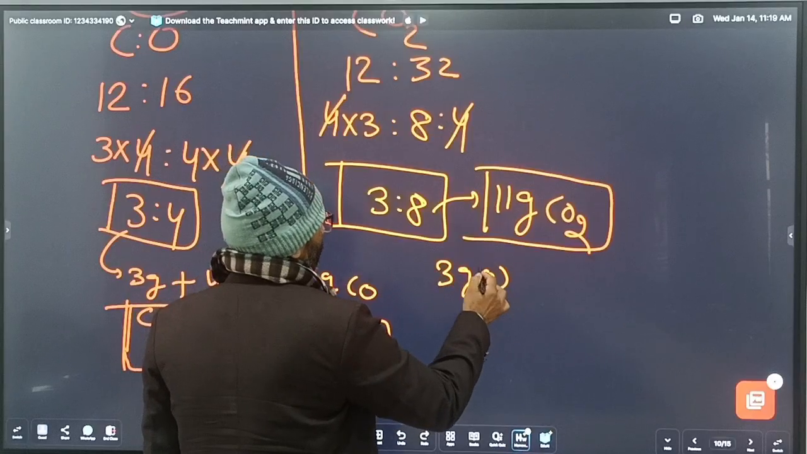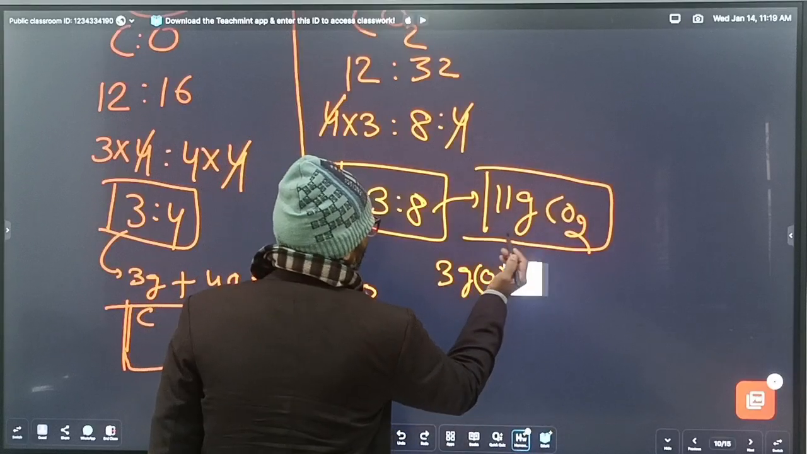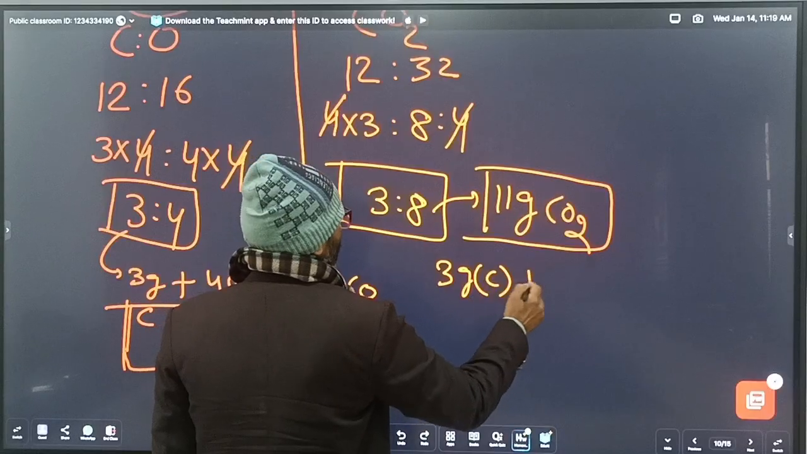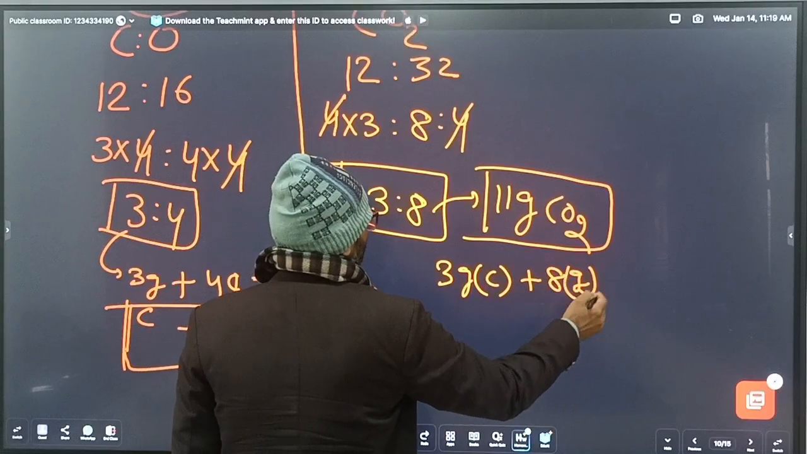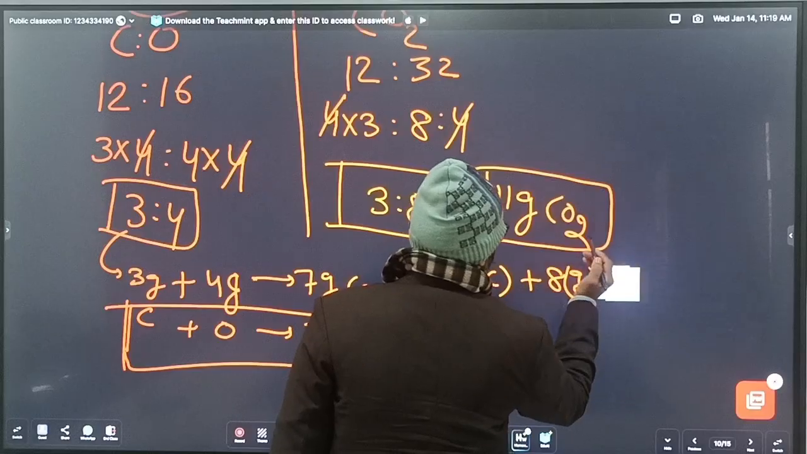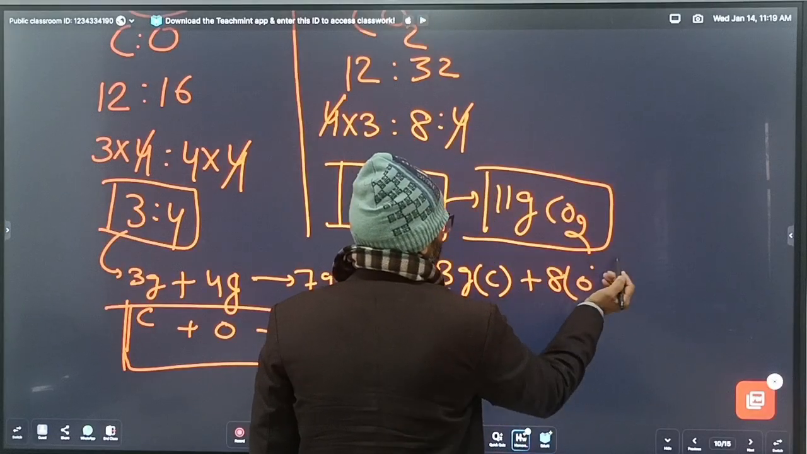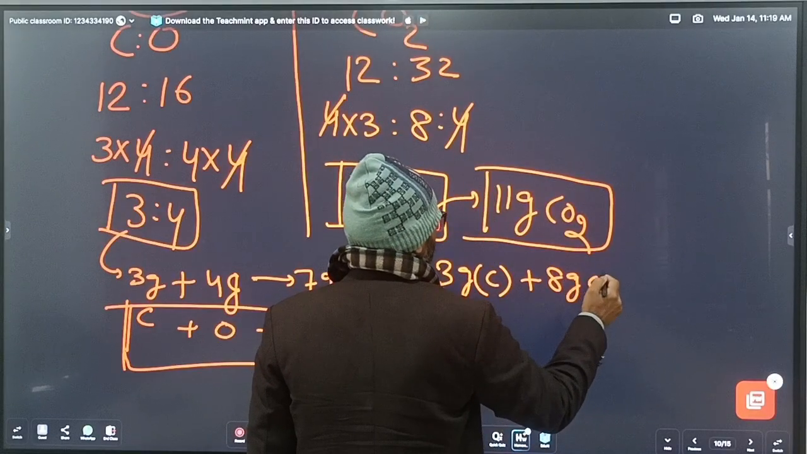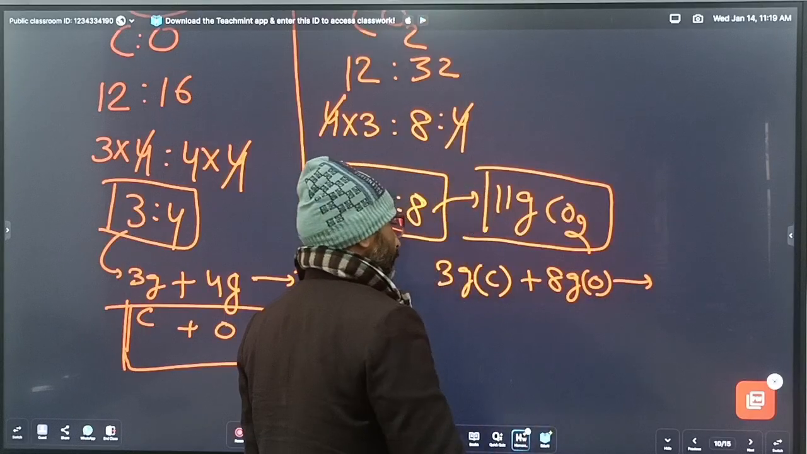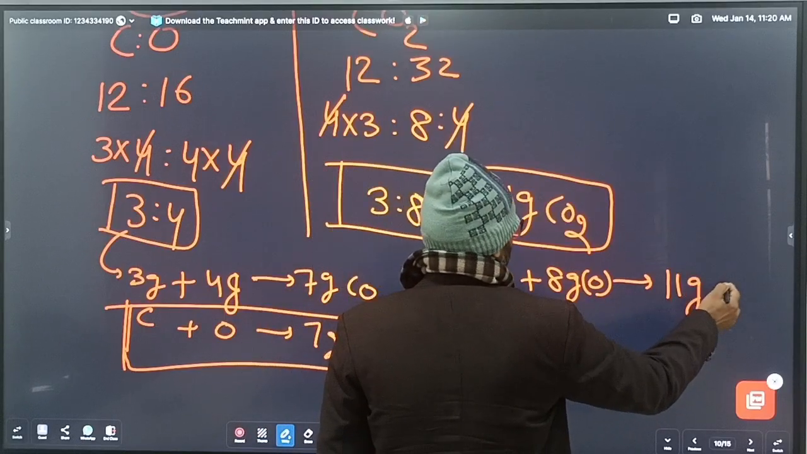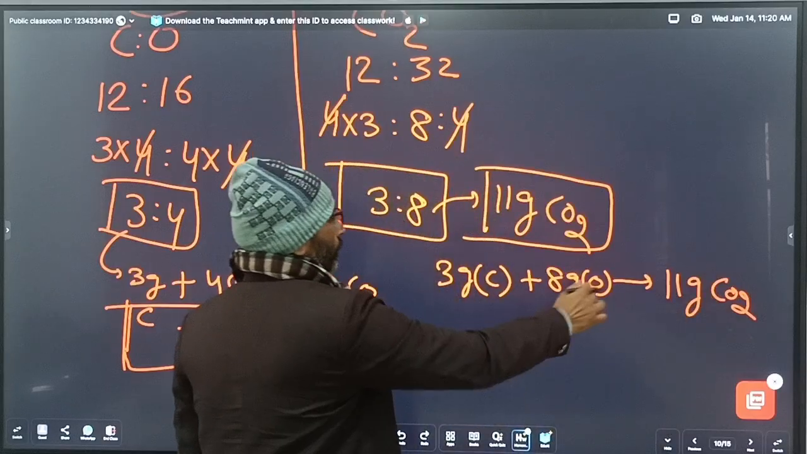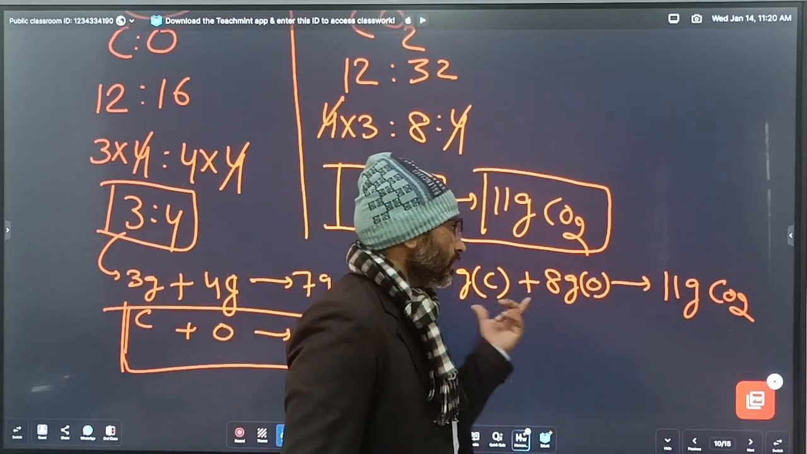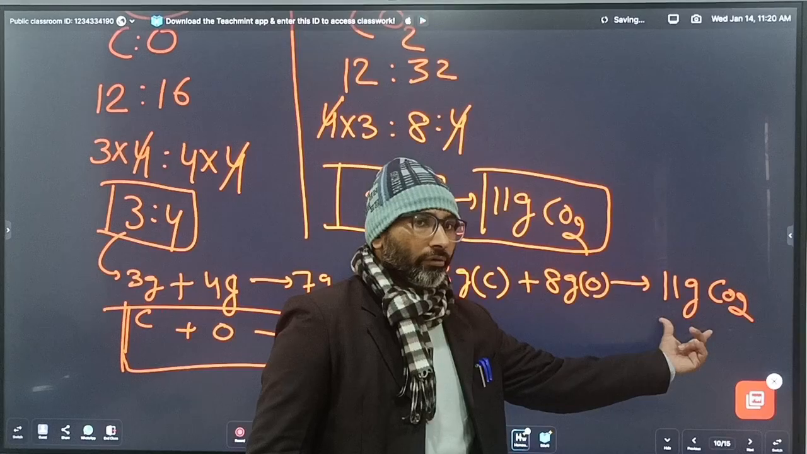3 gram carbon combined with 8 gram oxygen will give 11 gram CO2. This is the law of conservation of mass: the mass of the reactants before the change and the mass after the change always remains the same.